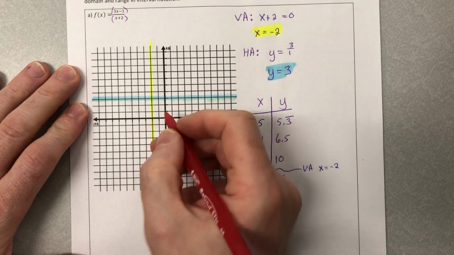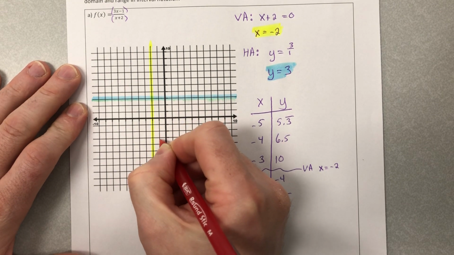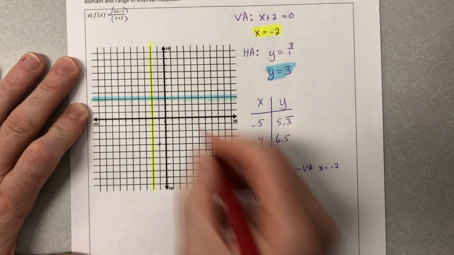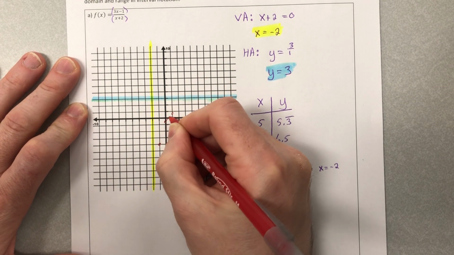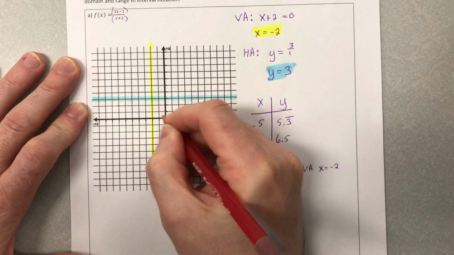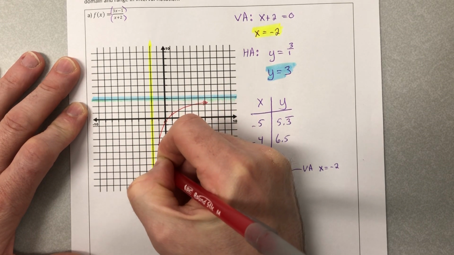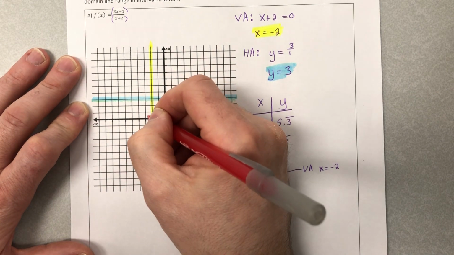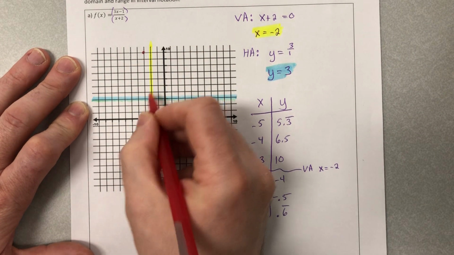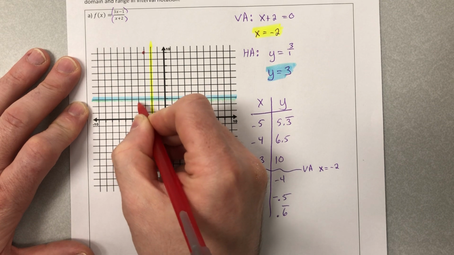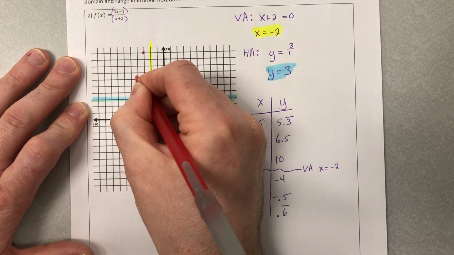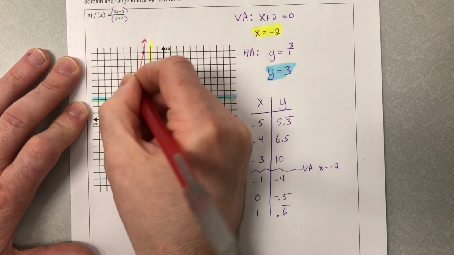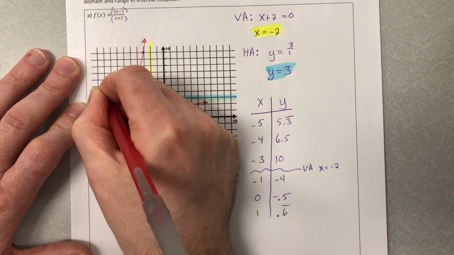So negative 1, negative 4. 1, 2, 3, 4. 0, negative 0.5. 1, 0.6. And we know it's going to approach these asymptotes, so we just want to draw them and not really have them touch. So we have that one there. We have negative 3, 10. Negative 4, 6.5, 5 1/3. So we're going to draw it up here like so, and it's going to approach to the left.